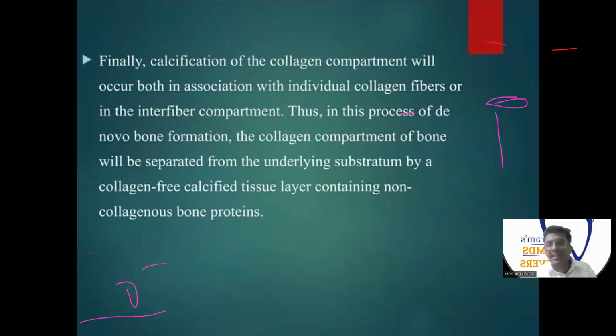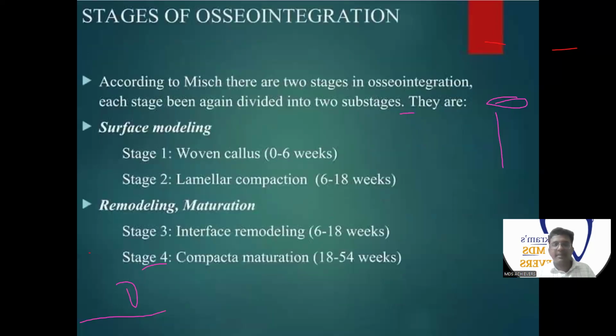And thereafter, final calcification occurs over a period of time during the healing phases. Coming to the stages of osseointegration, you need to mention this in your theory exam. That is, stages of osseointegration. They are surface modeling or remodeling. Surface modeling is going to be stage 1, and stage 2 is bone callus, and lamellar compaction. And remodeling or maturation is going to be interface remodeling, at 6 to 18 weeks, and compact bone maturation, which is going to be 18 to 54 weeks. This you have to mention to get good marks.